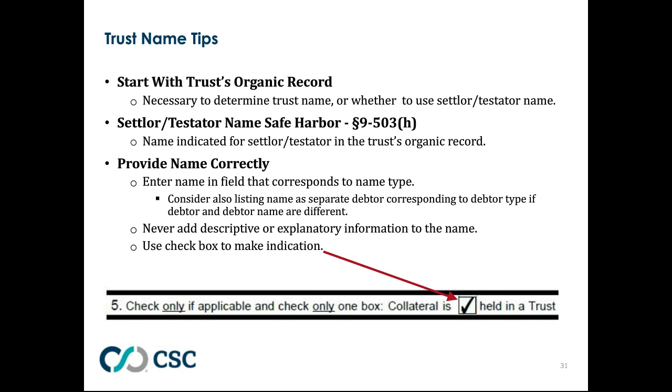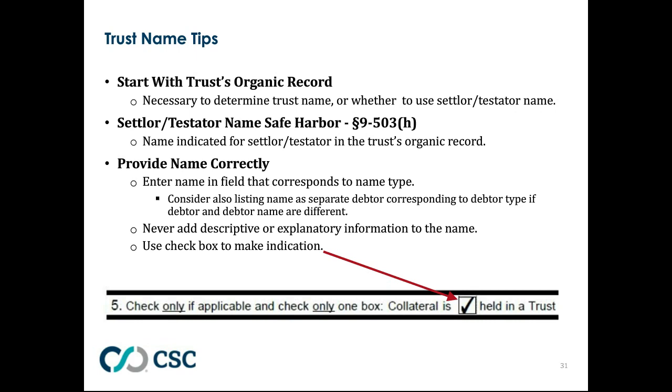Never, ever add any additional information to the name field beyond that which is required by Article 9. That includes any information about the trust or the settlor or the testator, their capacity. Anything like that will almost certainly result in the string of text not equaling the correct name of the debtor and prevent the search logic from finding the record if a search is made on the correct name of the debtor.